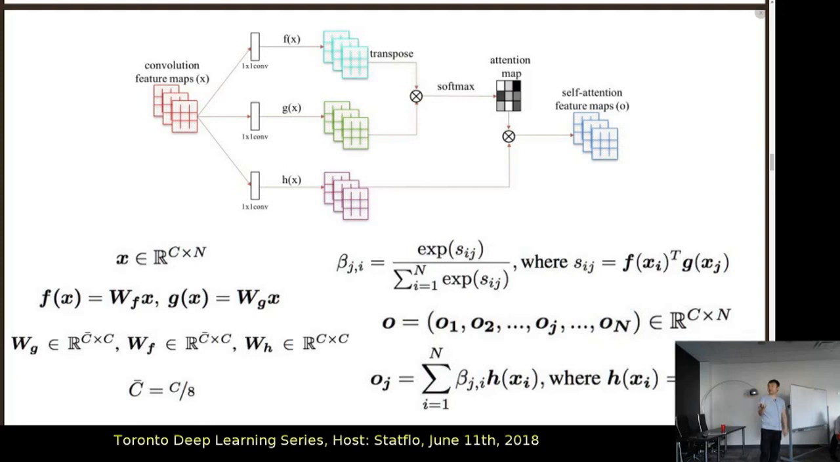Does that make sense? So, I guess not. So F, G, and H have different kernels, or are they the same? F, G, H, I think they have different kernels.